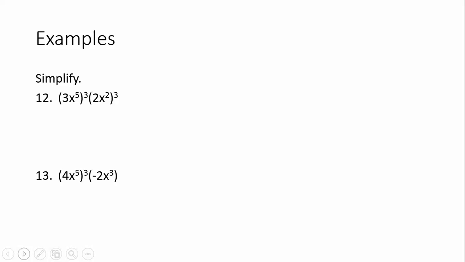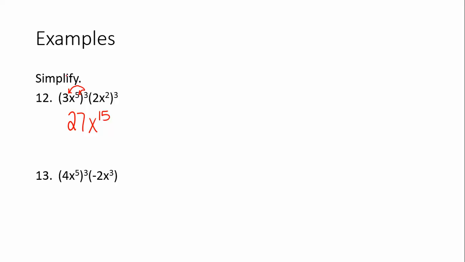First we have 3x to the 5th, and it's all being raised to the 3rd power. And we have 2x squared, also all being raised to the 3rd power. So what we have to remember is that the 3 is being cubed, and the x to the 5th is being cubed. That's going to give us 3 cubed, and if you want, you can just multiply that out right away. 3 times 3 times 3 is 27. X to the 5th being cubed gives us x to the 15th.